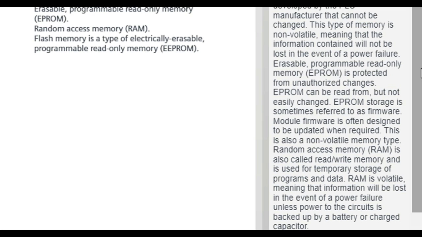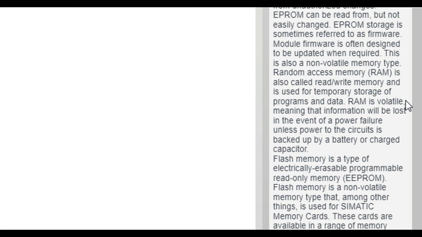Random access memory, RAM, is also called read-write memory and is used for temporary storage of programs and data. RAM is volatile, meaning that information will be lost in the event of a power failure unless power to the circuits is backed up by a battery or charged capacitor.